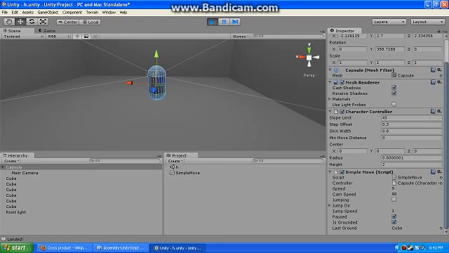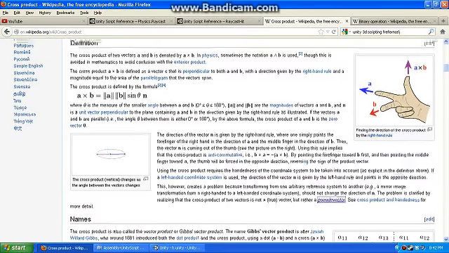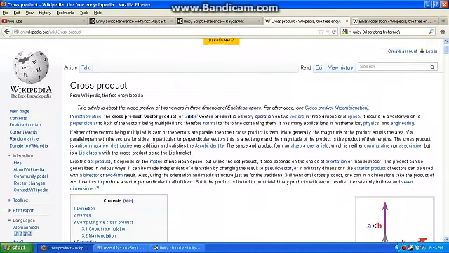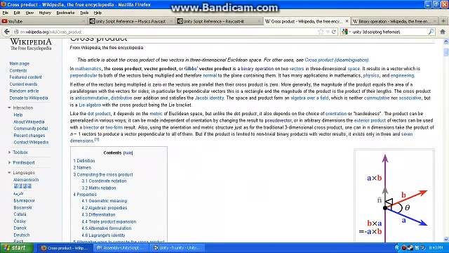Oh gosh, my hand hurts from practicing too much with the cross product and the right hand rule. We are going to use a cross product. Cross product is a mathematical operation. I'll read it to you.